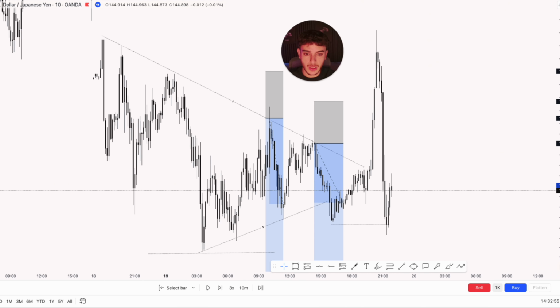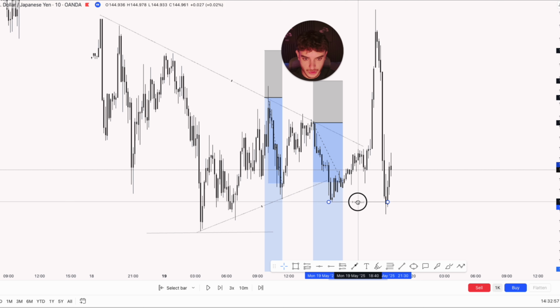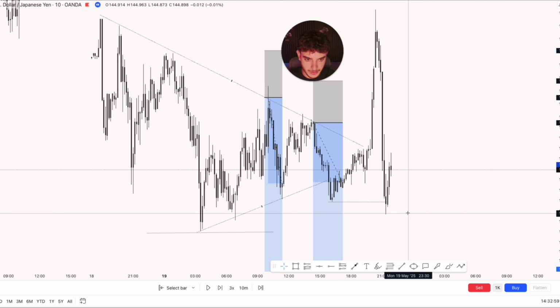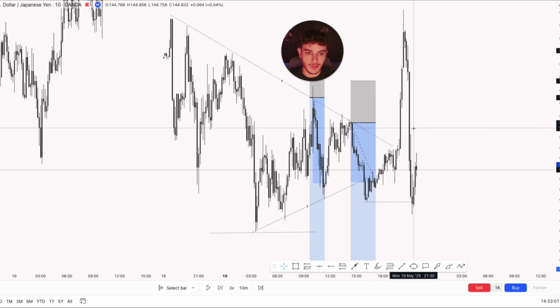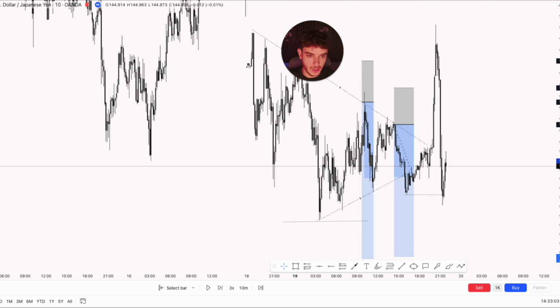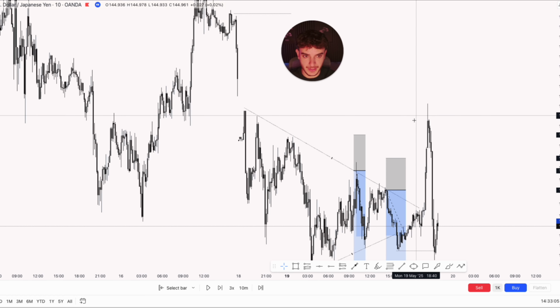No, we don't need to complicate stuff. We just need to have a body close over the wick. So this is the wick, this is the body close over the wick. We know that sellers are in control. We know the liquidity is being grabbed. We know the gap is filled.